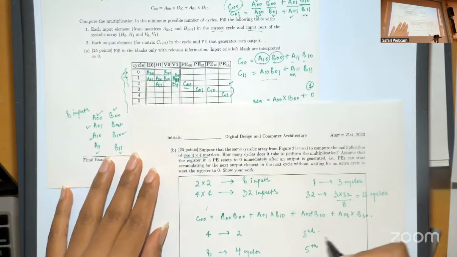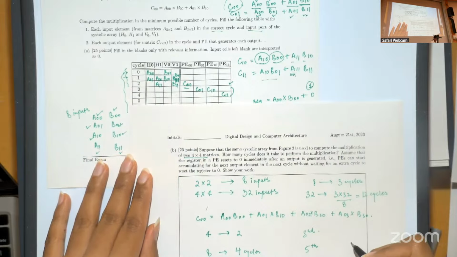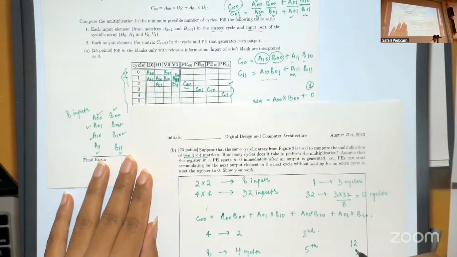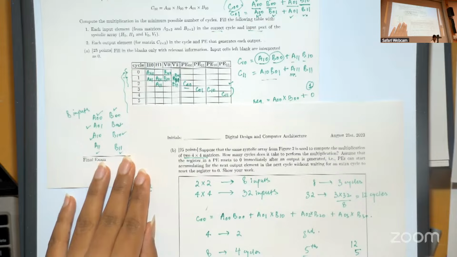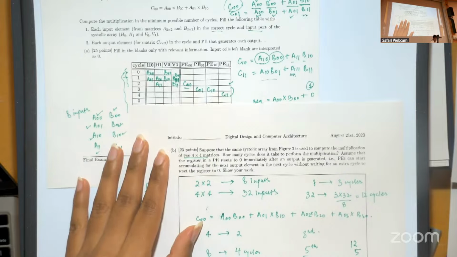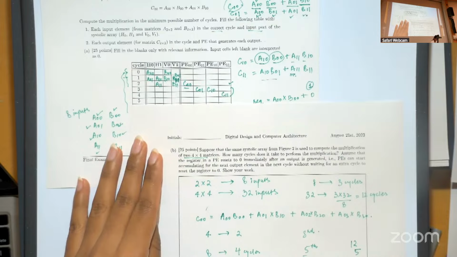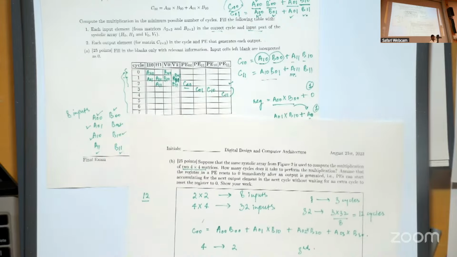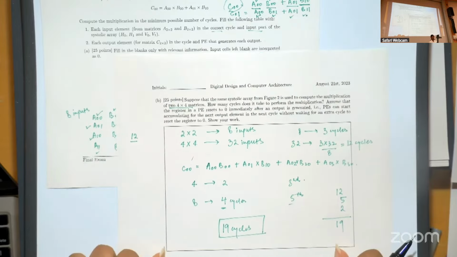So first we add, earlier we got 12 cycles. Now after that, on the 5th cycle, you will get the first output, and again 2 more cycles to get all the outputs. So if you sum this, it will be 19. So here the answer would be 19 cycles. So, any questions?